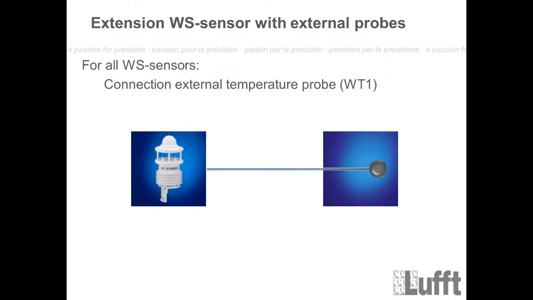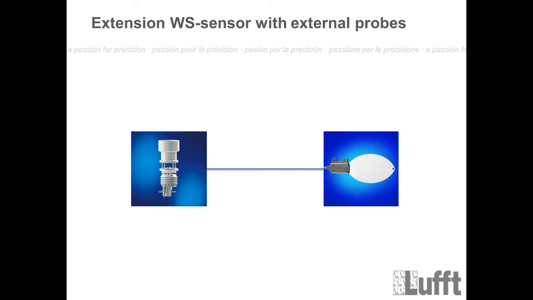So that's the connection of the external probe for all WS sensors. So you will be able, let's say, to extend the WS sensor measurements with one external temperature probe. Then we have another one, which is a leaf wetness sensor. And this leaf wetness sensor is normally only used and connected to a WS401 and a WS601. And I will also show you how to connect this leaf wetness sensor.